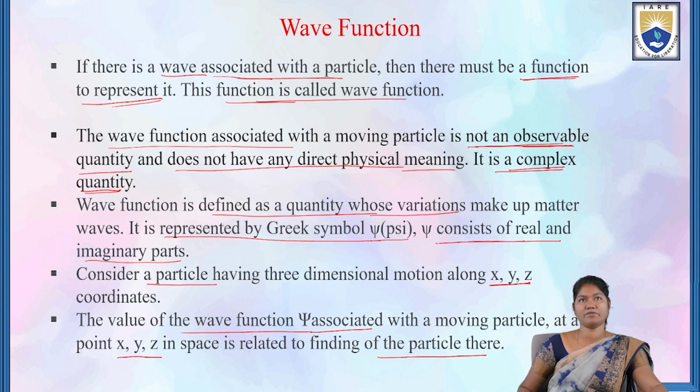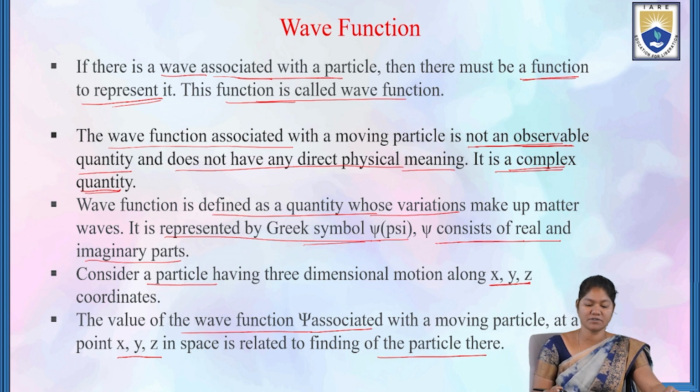So in the wave function, if a wave is associated with a particle, then surely it is represented by a function. That function is called the wave function. A wave function associated with a moving particle is not an observable quantity and does not have any physical significance. It is a complex quantity. The wave function is defined as a quantity whose variations make up matter waves, and it can be represented by psi, a Greek symbol.